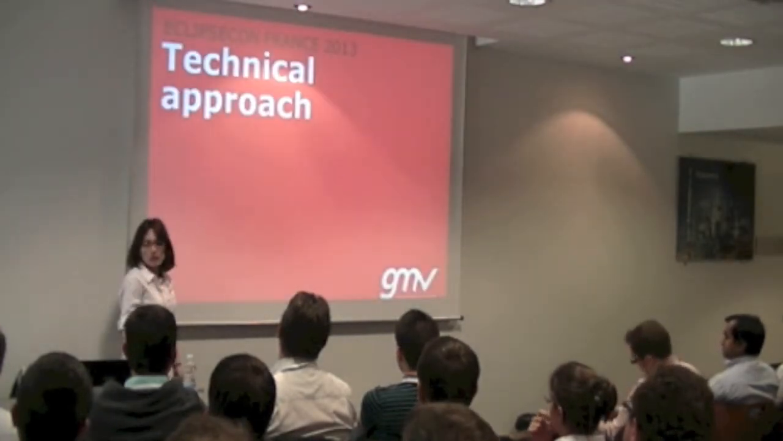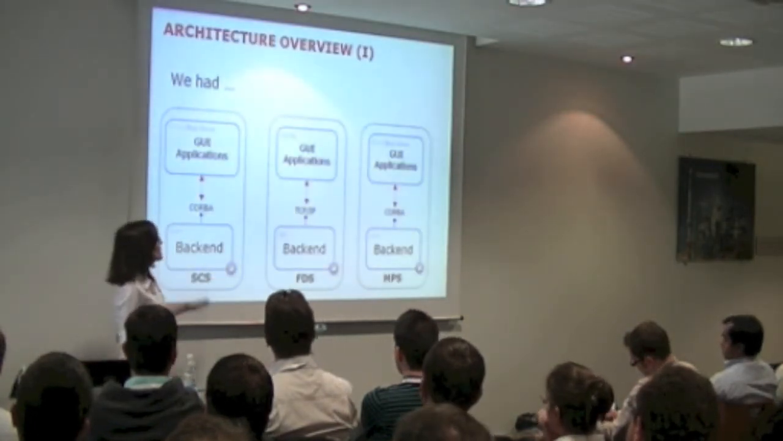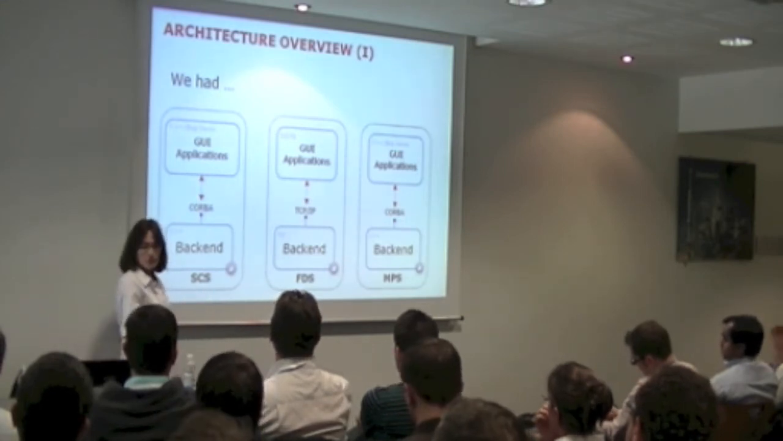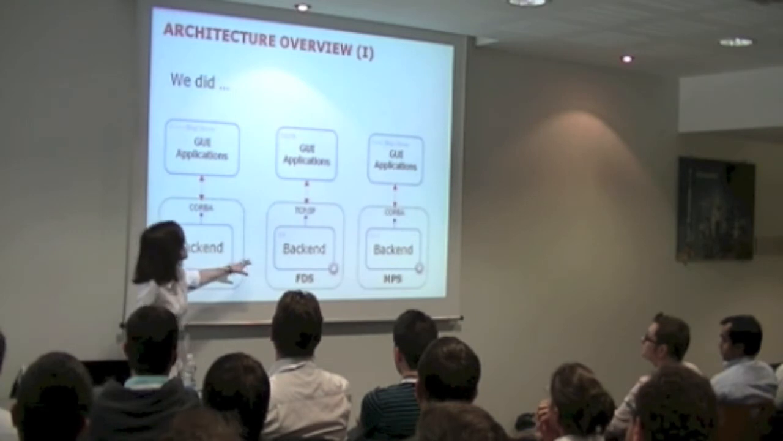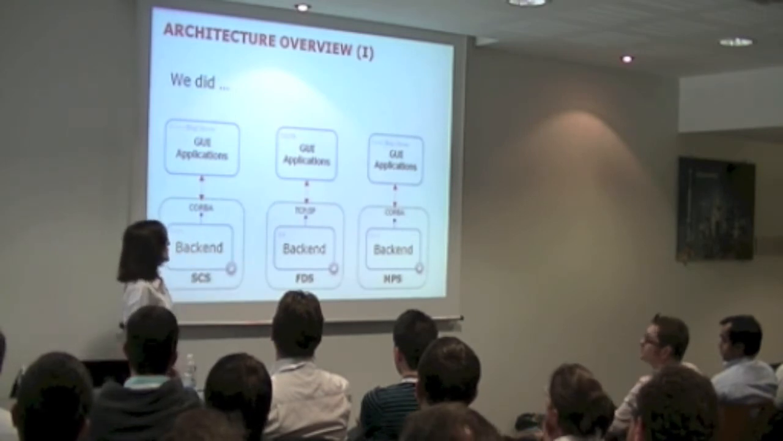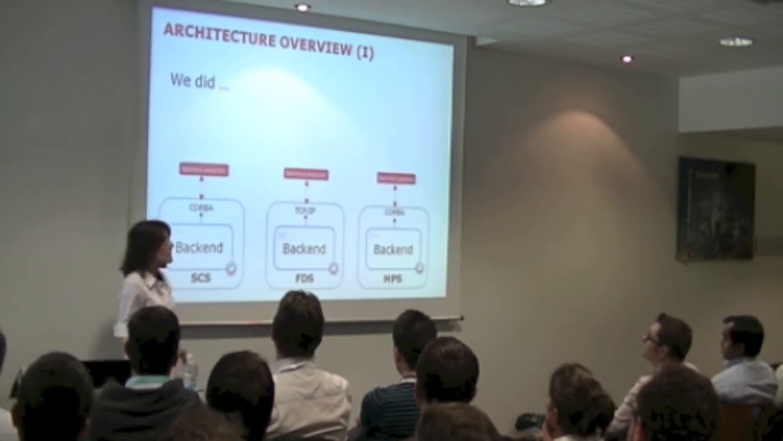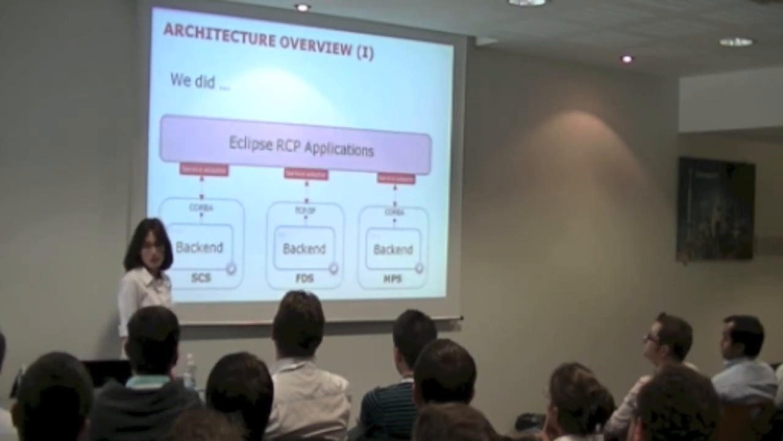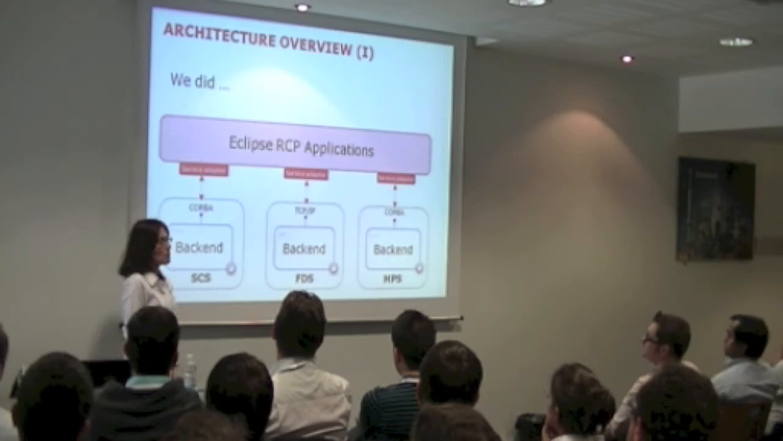Okay, now I will explain our technical approach. We have three different systems that interchange some kind of information between them. The first thing we did was to move all the business logic to the backend systems to enclose as much as possible the scope of the systems. After that, we removed all the presentation layer and created a new layer to encapsulate the communication details. And on top of this layer, we created the new graphical applications which are based on the same technology, and they share some common components.